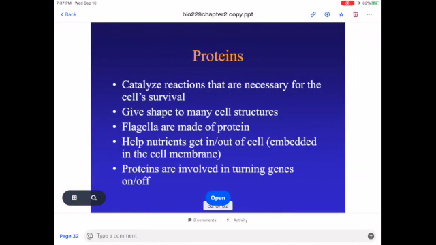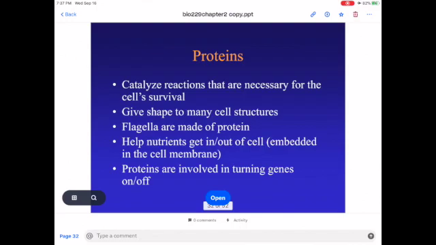All right, proteins are also involved in turning on and off genes. Not all genes are active 24/7. If you think about it, if a gene is a set of instructions for how to make a protein, can you imagine that there are times when you may not need every single protein in your genome? Bacterial cells too. Sometimes they need certain proteins to be made, and sometimes they don't.